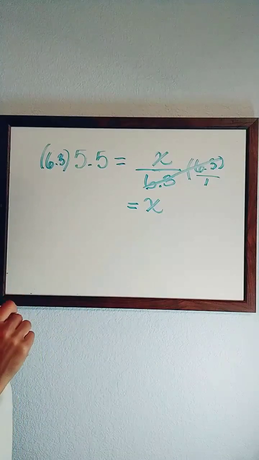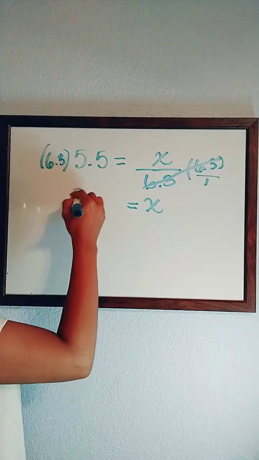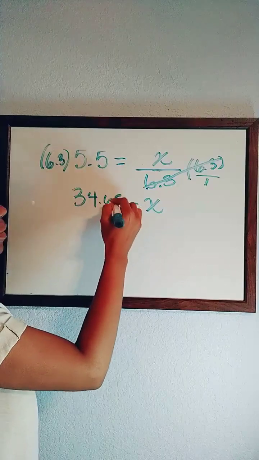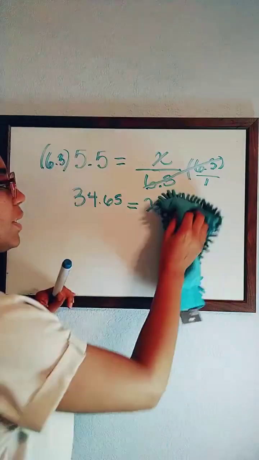Everybody multiply 5.5 times 6.3. Yep. All right, very good. Perfect. Very good. You're welcome. You know you could have did that.